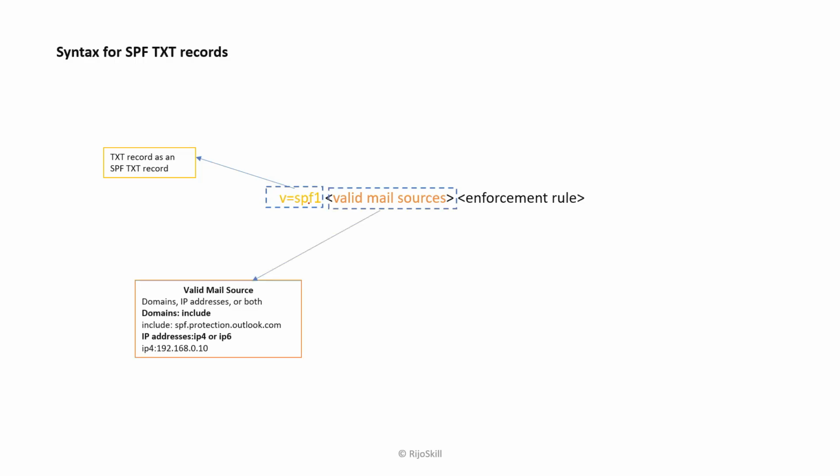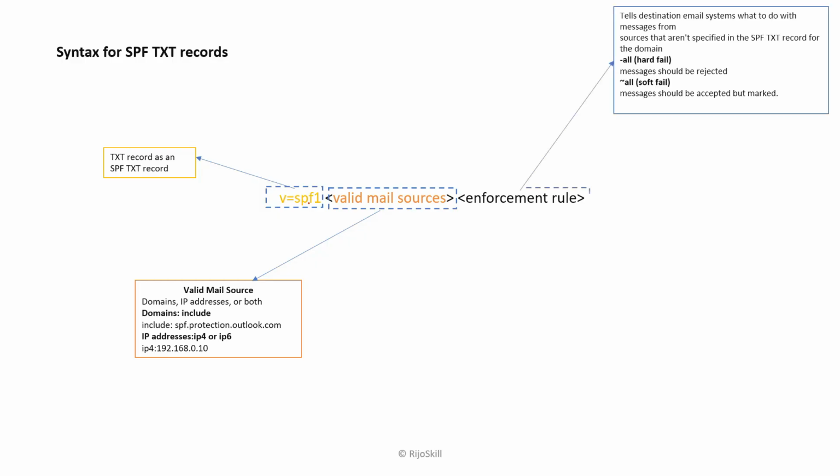Next, the valid mail source. A valid mail source means domain-based, IP-based, or both. If it is a domain, you can put an include like spf.protection.outlook.com. If it is an IP address, IPv4 or IPv6, you can mention it, for example ip4:1.1..., because probably they are using it for on-premises servers for IP verification.